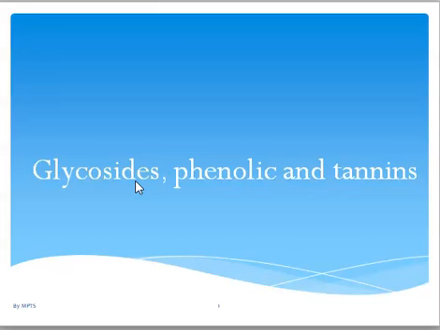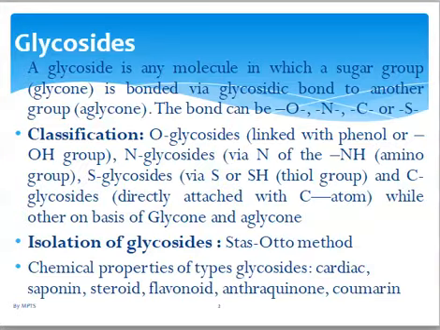Now we are in pharmacognosy. Today we shall be talking about another secondary metabolite, where we shall be talking about glycosides, phenolic compounds, and of course tannins. Again, these are in short presentation.